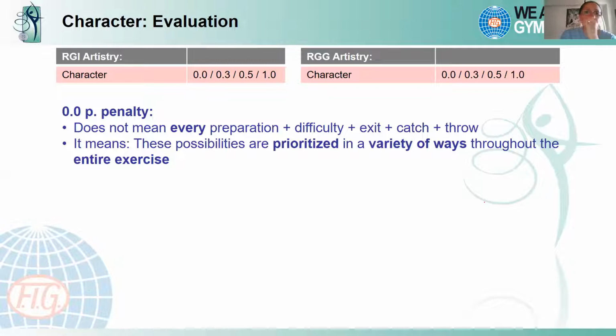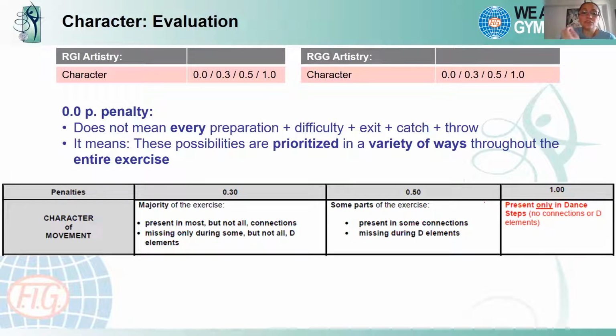Zero penalty. There is possibility that you say zero penalty. The gymnast is not required to be in every preparation and difficulty and exit and catch from the throw and every throw. So if the exercise has priorities and character throughout the entire exercise, you could feel the character, you can give zero penalty. Like you don't penalize her for character.